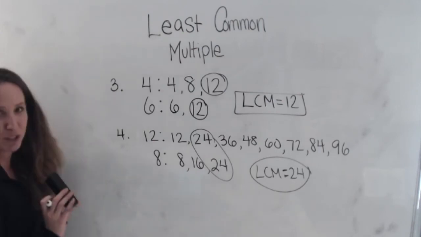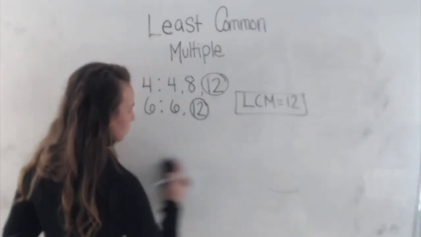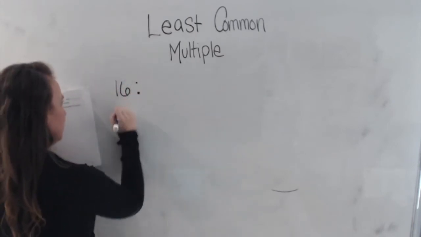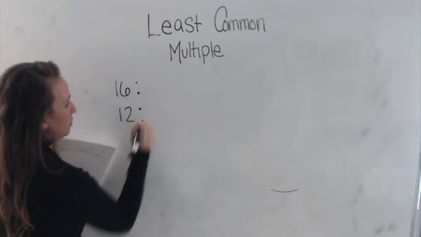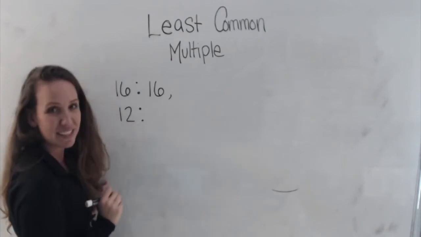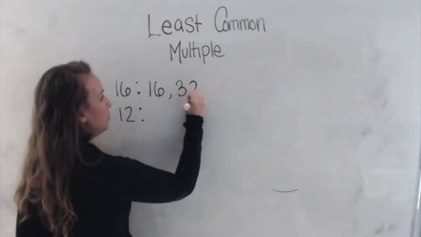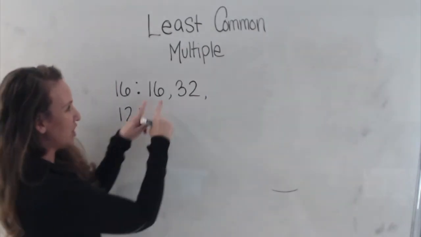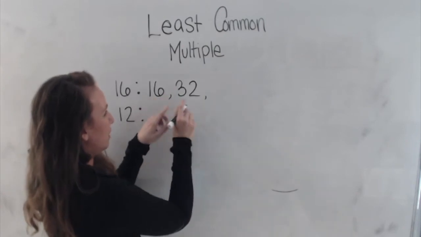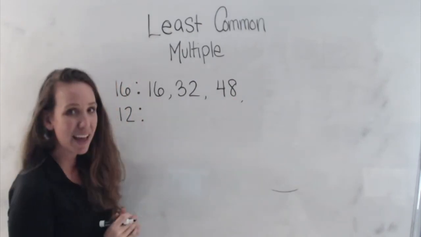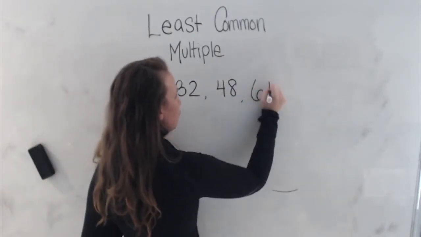And for the last one, I'm going to erase. And I'm going to go a little over like I did last time. We have 16 and we have 12. So 16 times 1 is 16. 16 times 2 is 32. 16 times 3, that's a little tricky. So I'm just going to add the 2 before, so it's 48. And if I add 16 more to that, I have 64.